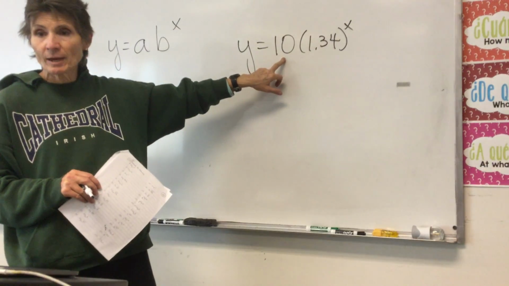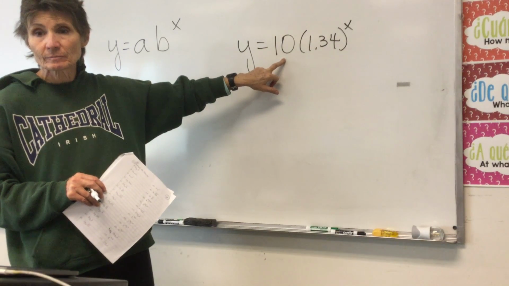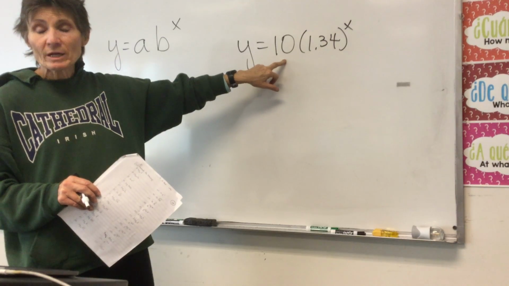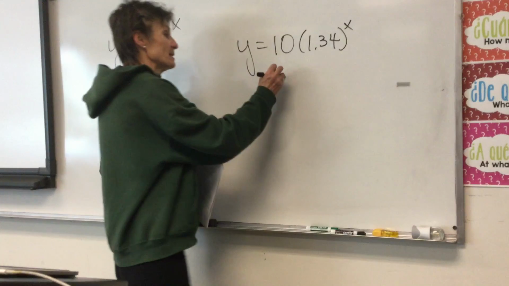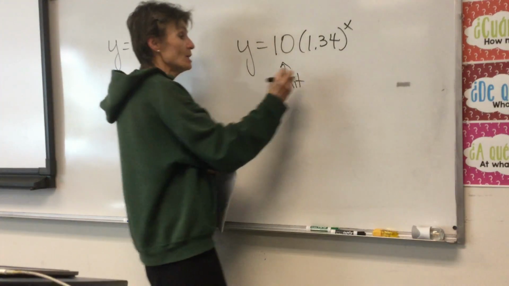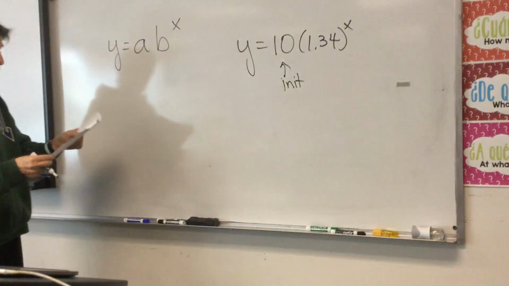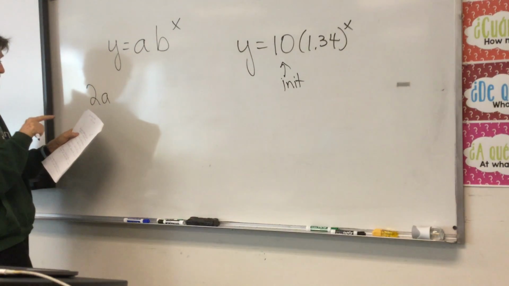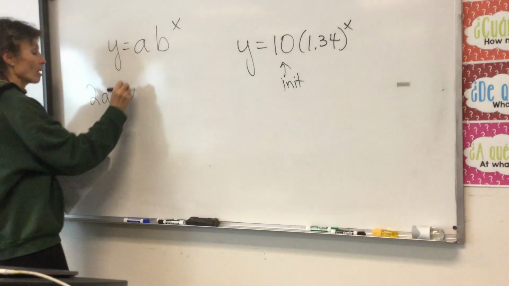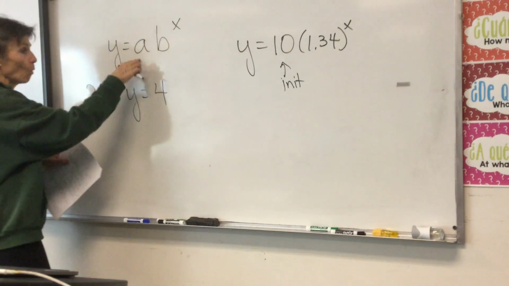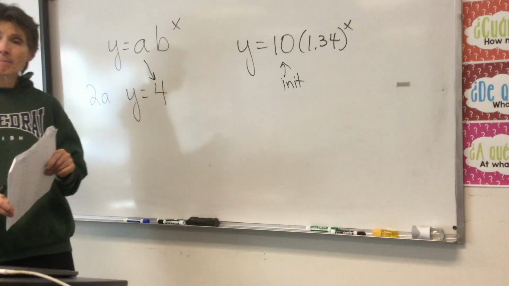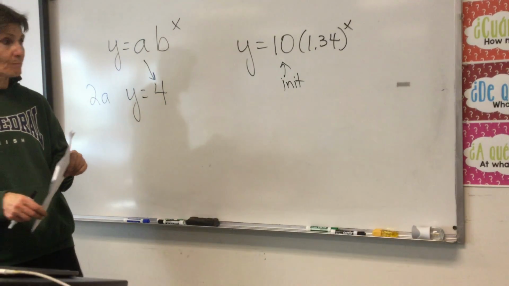What was this 10 right here? What did we call it? Look at page 1 of your notes. We called, that's right, that's called the initial value. So wait a second. In problem 2A, they're telling me that the initial value is 4. So can't I just put a 4 in there for A? Yep, because that number is always the initial value.